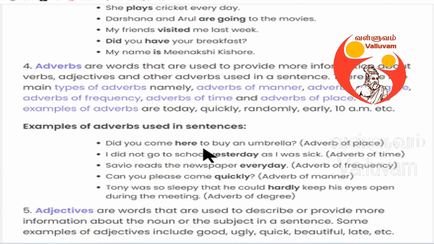What about an adjective? I know what an adjective is. Okay, what is it? An adjective is just a word that describes a noun. If we say this is a beautiful flower, that beautiful is an adjective, because it describes a noun. So you know the eight parts of speech.